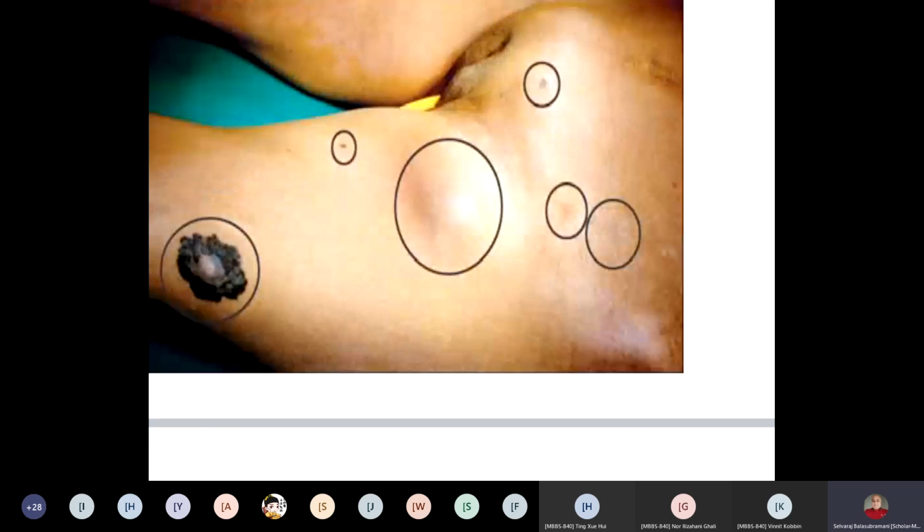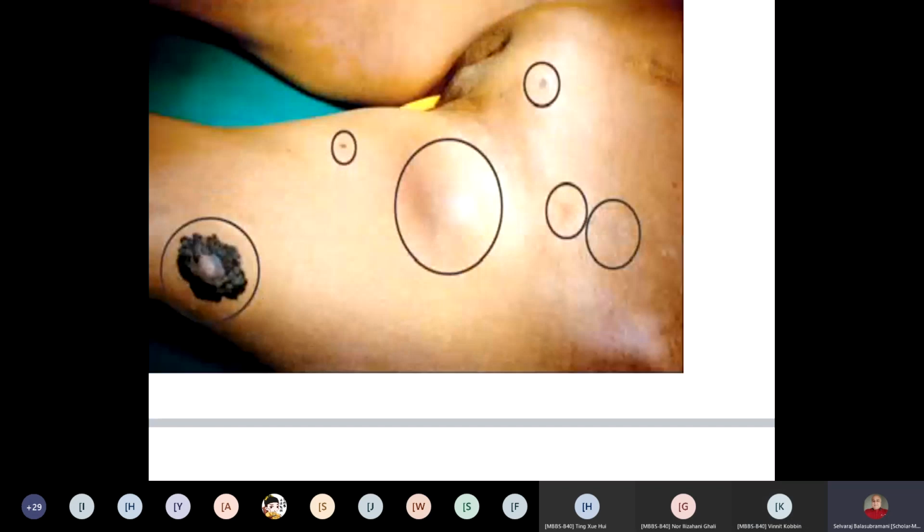Okay, what is the treatment for this? Can you tell me, the same treatment as squamous cell? What is the treatment? 3D excision. What will you do to the inguinal lymph nodes? Radical inguinal lymphadenectomy.